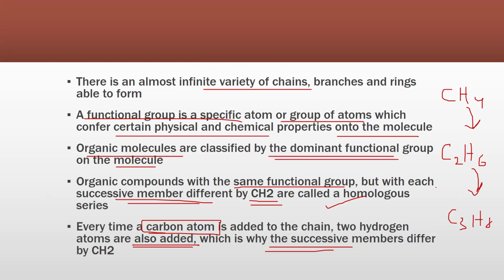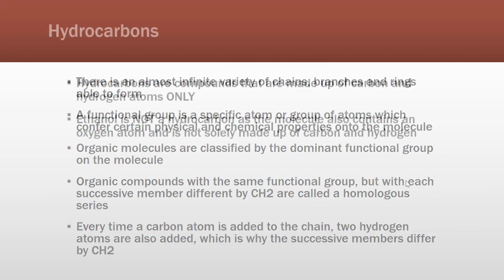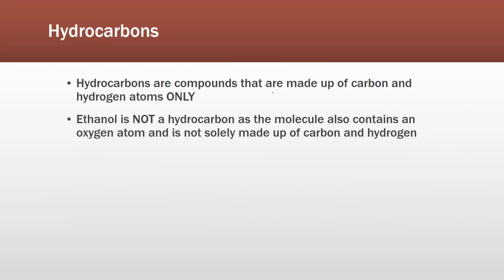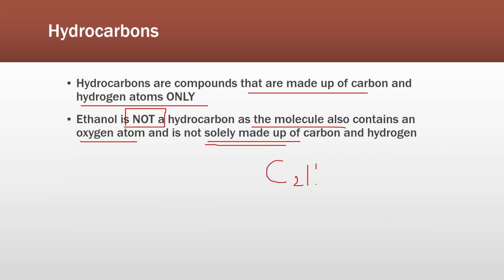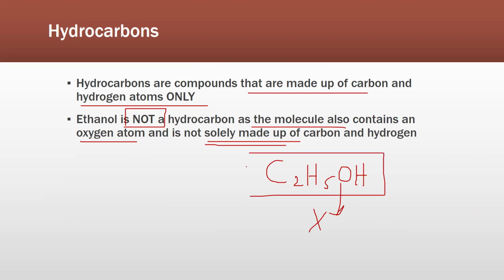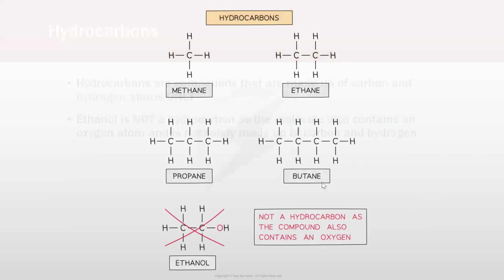Now, what's the difference in all of these? A difference of CH2, a difference of CH2. ठीक है, one carbon increases and 2 hydrogen increases. So hydrocarbons are the compounds that are made up of carbon and hydrogen atoms only. Ethanol is not a hydrocarbon, as the molecules also contain an oxygen atom and it is not solely made up of carbon and hydrogen. क्योंकि जो ethanol होता है उसमें तो we have C2H5OH. Oxygen is also present, which means that alcohols are not hydrocarbons.